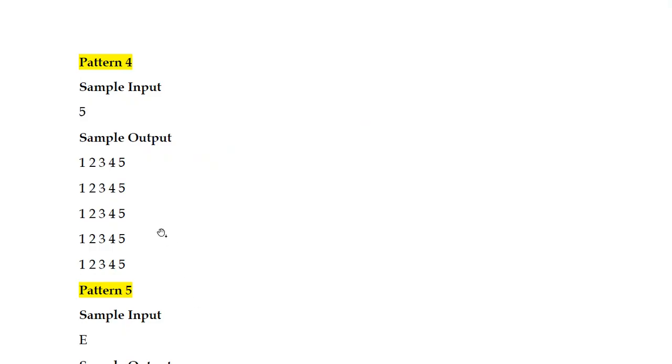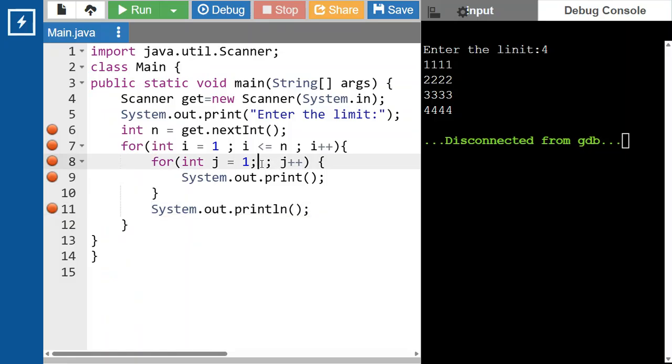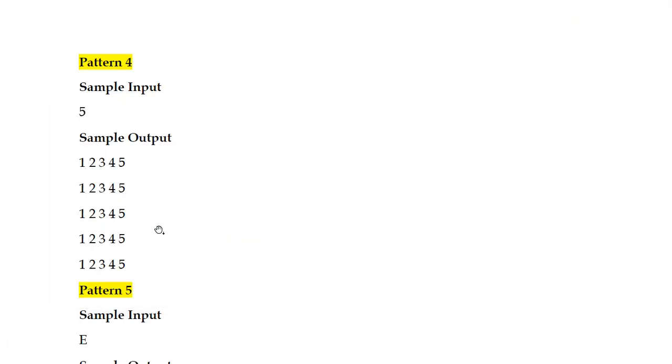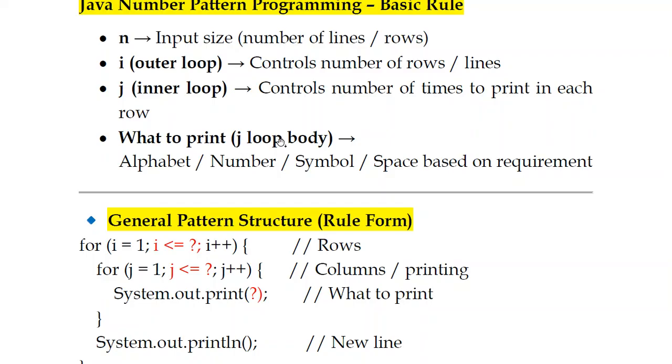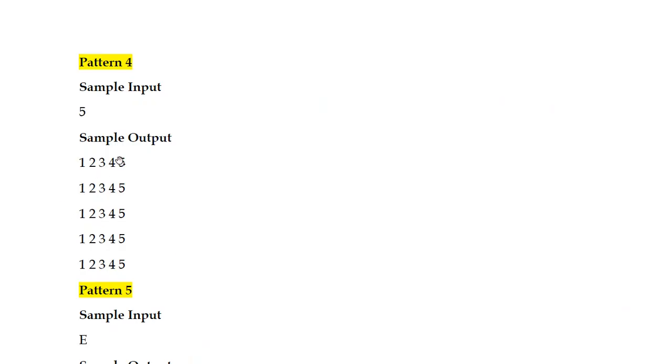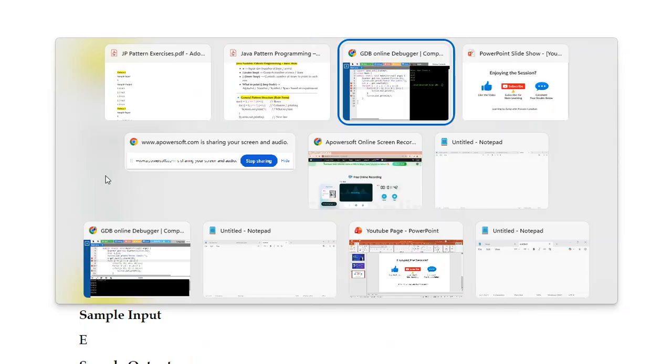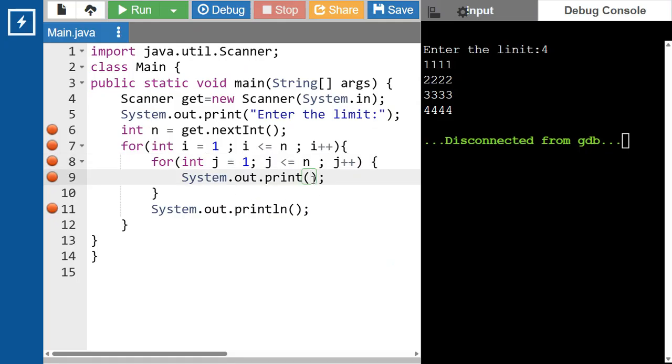Next, in each and every line, how many times are you printing? Here also the same scenario. Line number 1 means 5 times printing, line number 2 means 5 times printing. So the j variable also depends upon which variable? The n variable. Then what's the last rule? As per the thumb rule, what to print in the j loop body? This time you are printing the number, no doubt in that, but what are you going to print?